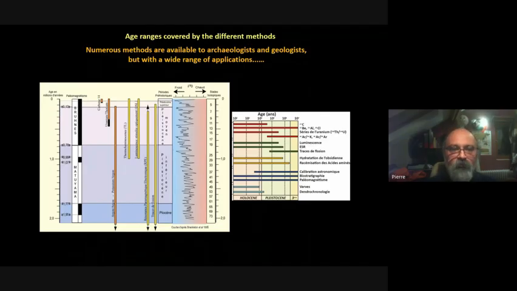You see here, we have to select what we can apply, whether it is C14, uranium-thorium, argon, optically stimulated luminescence, etc. The first thing to keep in mind is the time range of application of each of the methods we will try to apply.